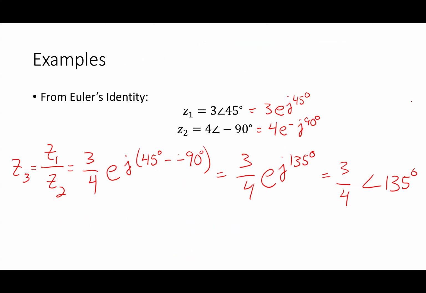So I basically said, what if I've got 3 angle 45 and 4 angle -90? Real quick, just to see if we can remind ourselves of this. If I've got 4 angle negative 90, how can I write that in polar form? Or sorry, not that, that is in polar form. How do I write that in rectangular form?